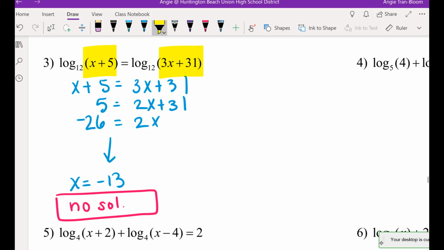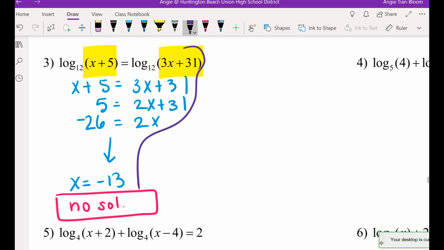How come I can't keep it? Because it's negative. Right. But just don't take my word for it. But you said that. I did say that, and you're right. The answer is no real solution. But here's why. When I plug it in, aren't they equal? Yeah. Okay. But here's the reason behind why log can't be negative.